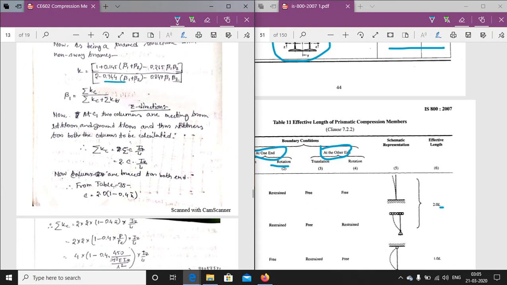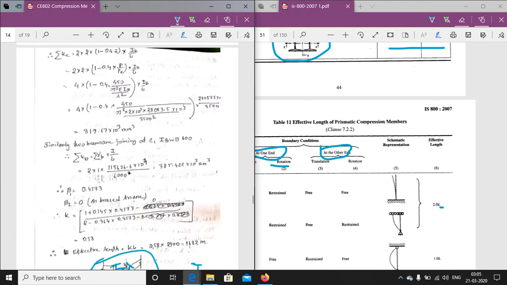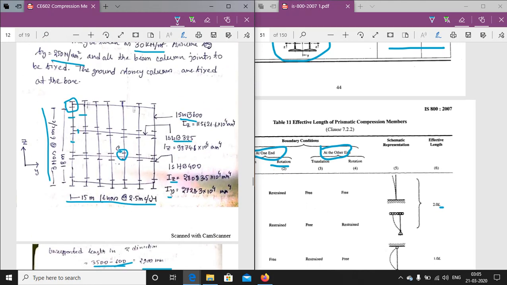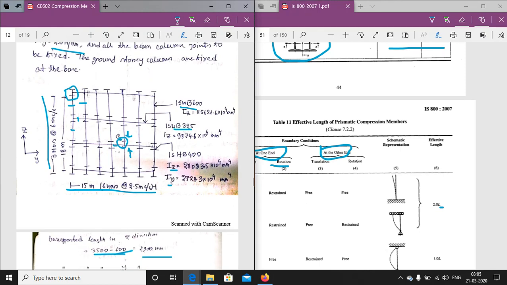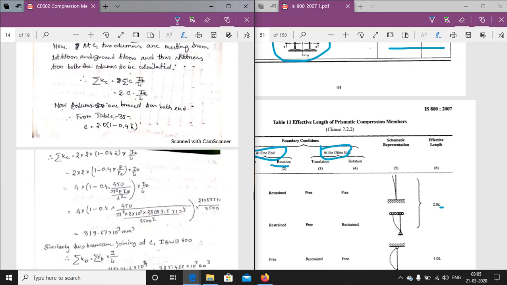Now beta 1 equals Kc divided by the summation of Kc plus Kb. Now what is the summation of Kc? Effective flexural stiffness in the z direction. Now if we see the diagram here, from the z direction there are two beams connected. So when we are calculating the effective flexural stiffness, we will be determining it for two beams, because two beams are joined at that position. So the number of beams will be 2 into c into I by L.